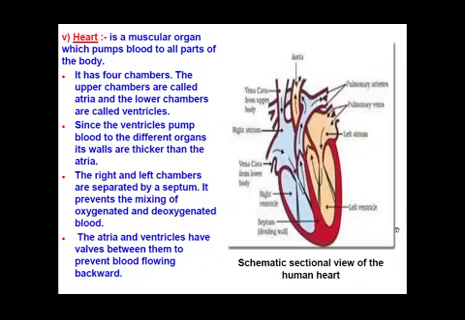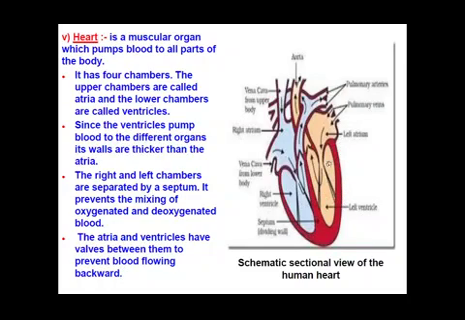So the human heart consists of 4 chambers. The upper chambers are known as atria and the lower chambers are known as ventricles. The upper 2 chambers are the right atrium and the left atrium, and the lower 2 chambers are known as the right ventricle and left ventricle. Now as the ventricles pump blood to all the parts of our body, the ventricles contain thicker walls as compared to that of the atria. So the walls of ventricles are thicker than the walls of the atria.